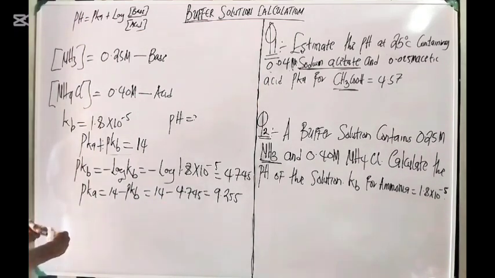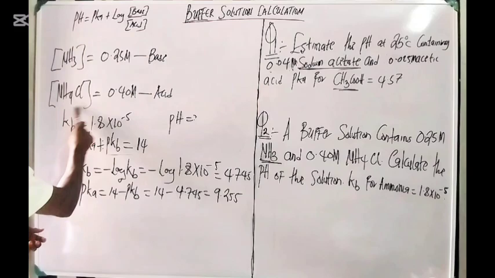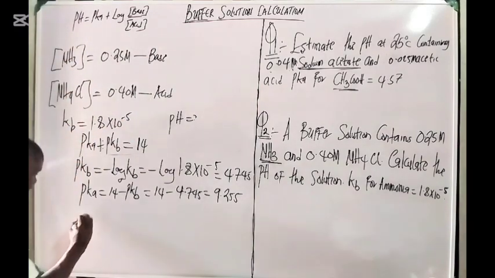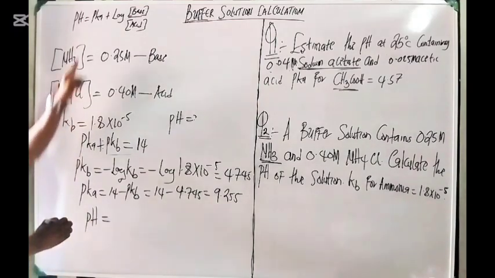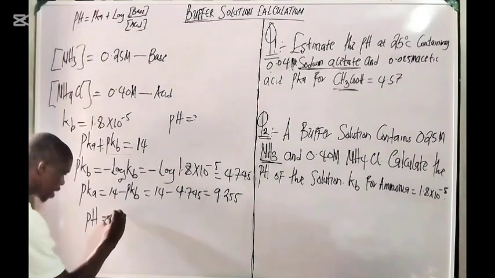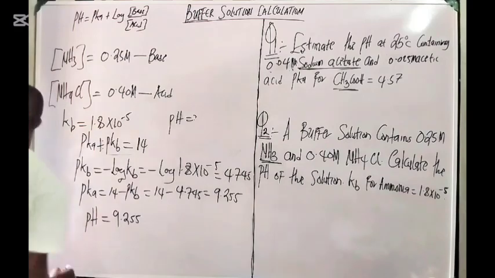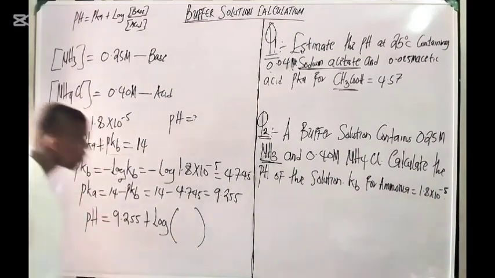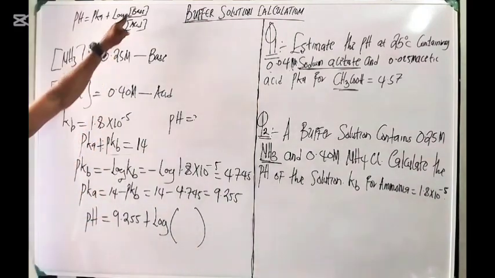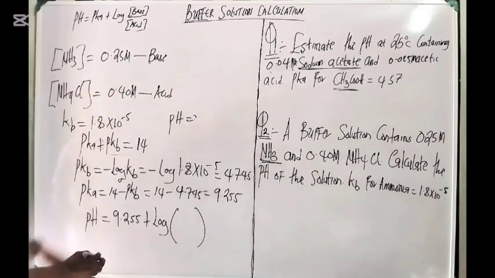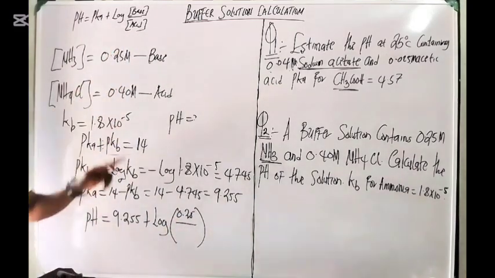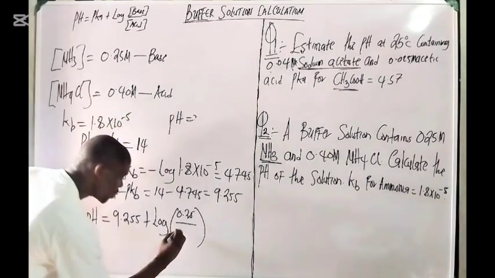Now I have my pKa. Number one, good. I have my base, and I have my acid. So now let's just solve for pH here. My pH is equal to pKa, which is 9.255, plus log of my base over my acid. My base was 0.25, and my acid is 0.40.